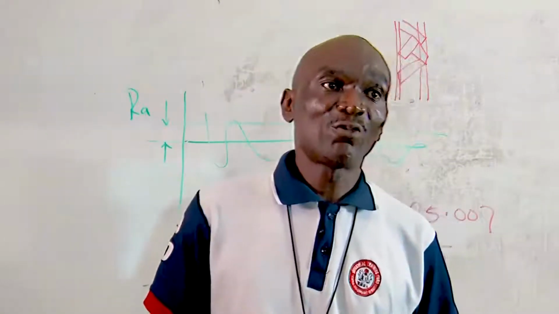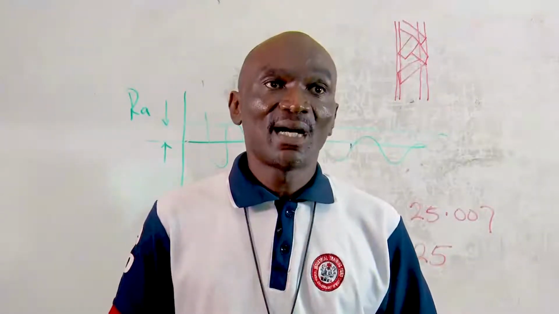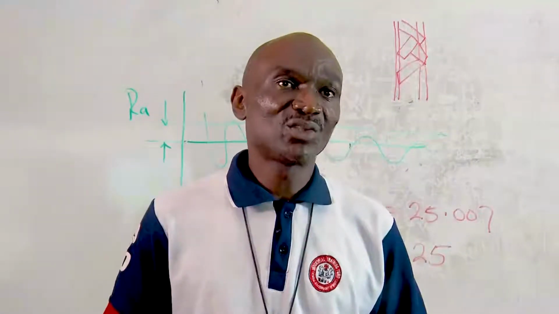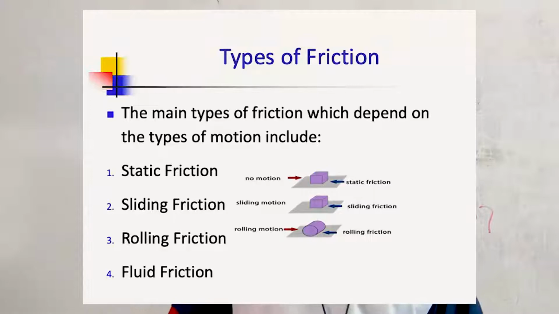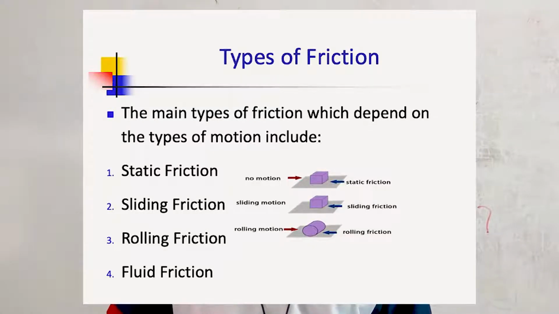Now, there are about 4 different types of friction. There could be others, but the main types of friction, which depend on the types of motion, will include 1, static friction. In static friction, there's no motion, and one surface basically rests on the other one. Then we have sliding friction. In sliding friction, there's a sliding motion. One of the bodies attempts to slide over the other one, and then there's this frictional force or resistance. The third kind of friction is rolling friction, which comes into play when you have a rolling motion. And finally, we have fluid friction.